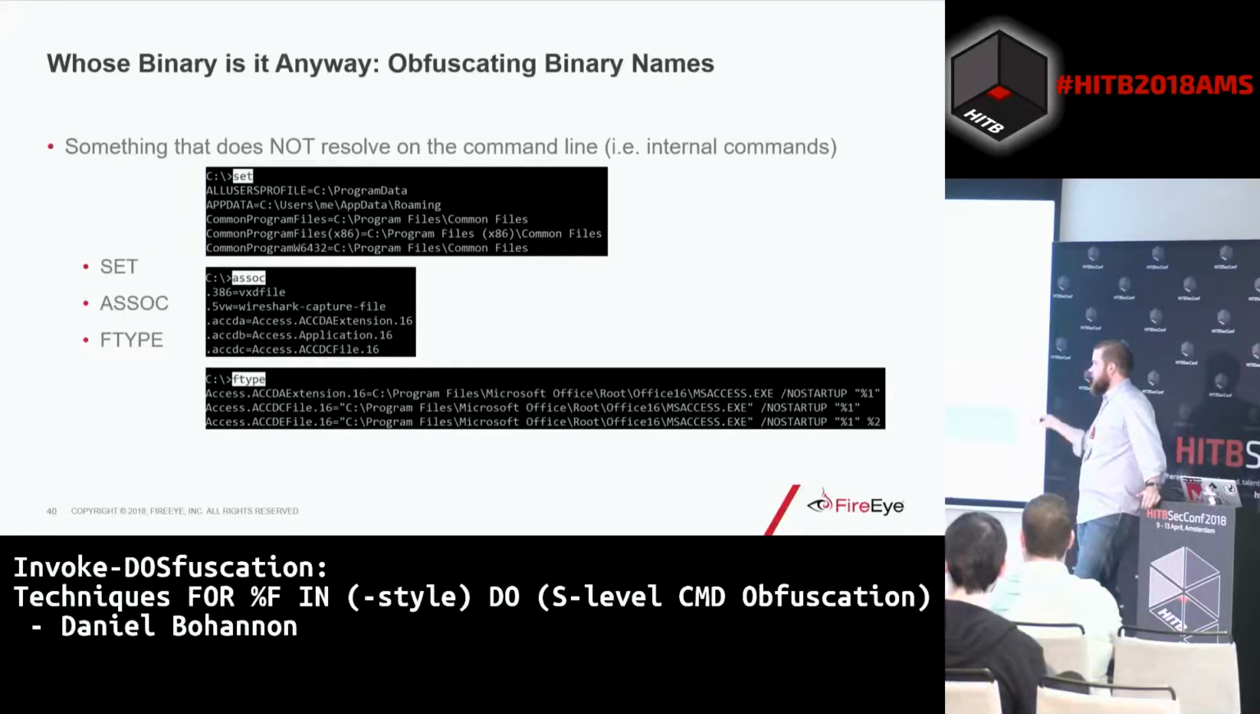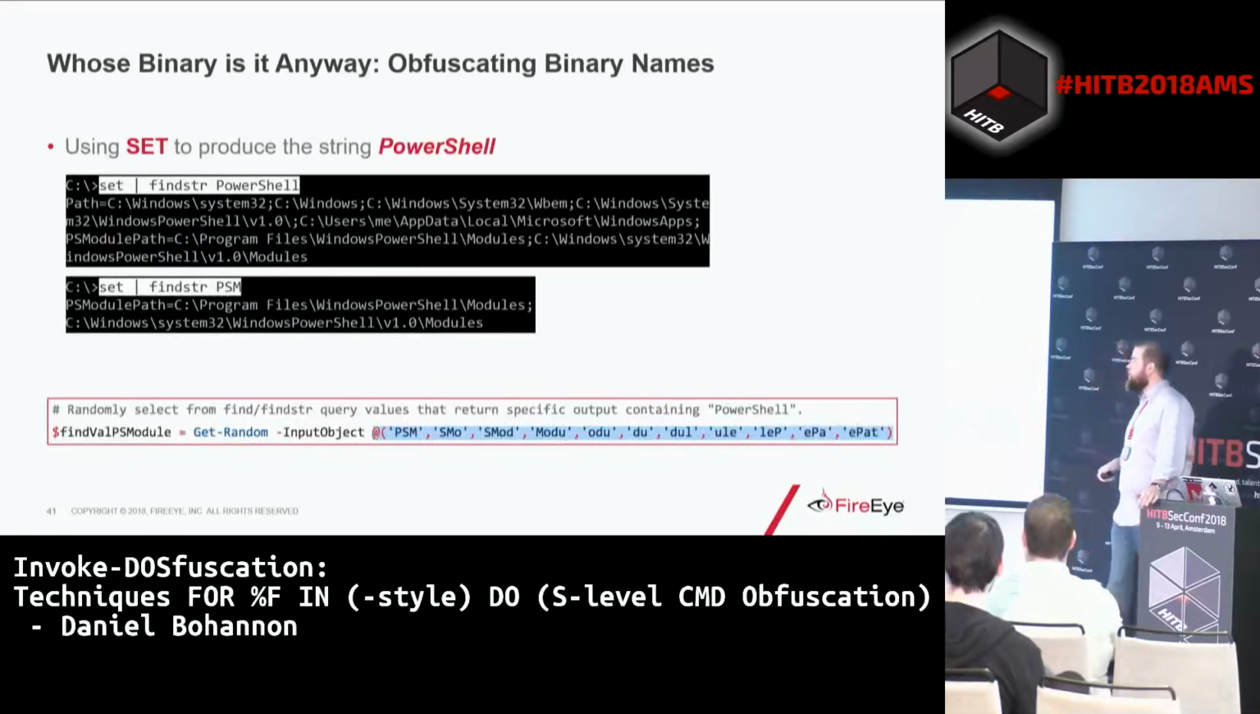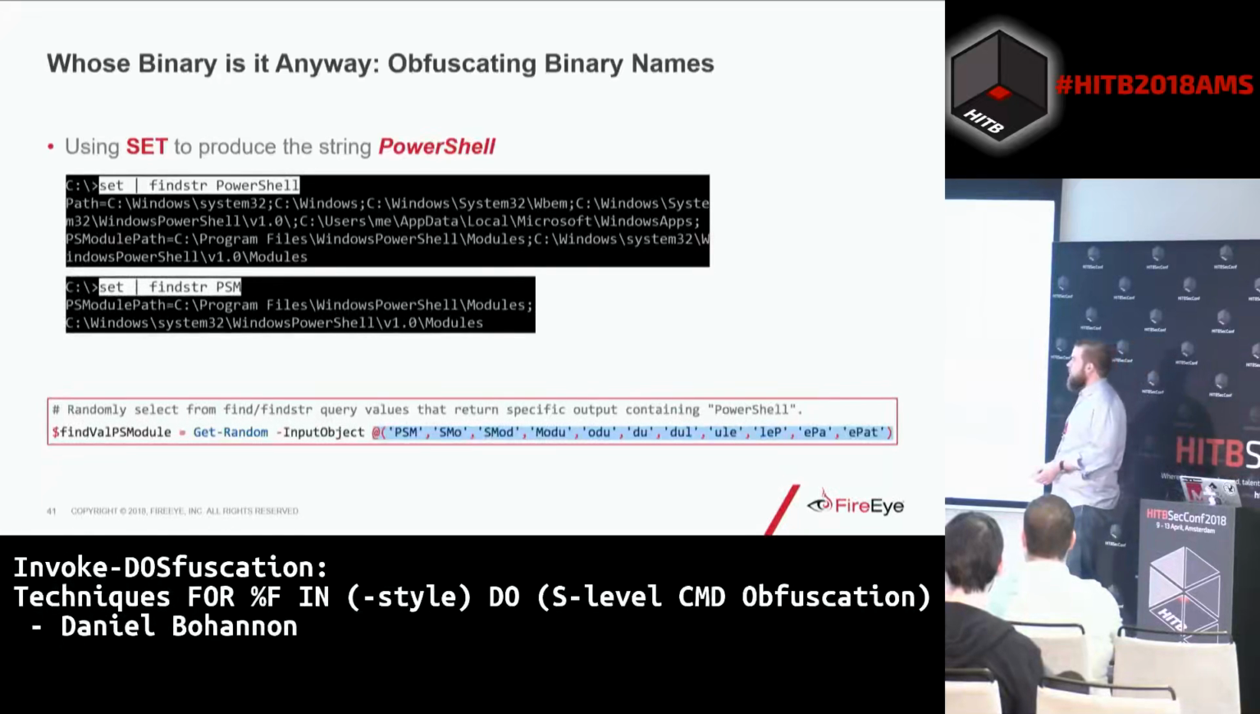But why does this even matter? How did I even stumble upon these? Basically, I was looking for any internal command that produced standard output, anything that contained a string I was interested in. In this case, I'm interested in the string cmd or PowerShell. That's it. So let's take set as an example. If I run set and just do findstr PowerShell, I get two results back. One is the Path variable, the other is PSModulePath.